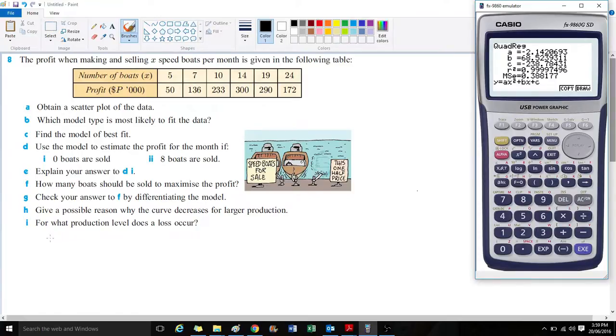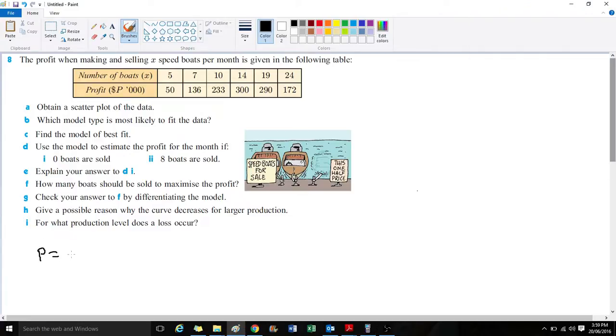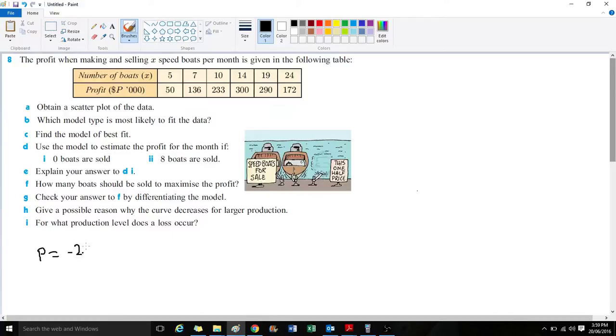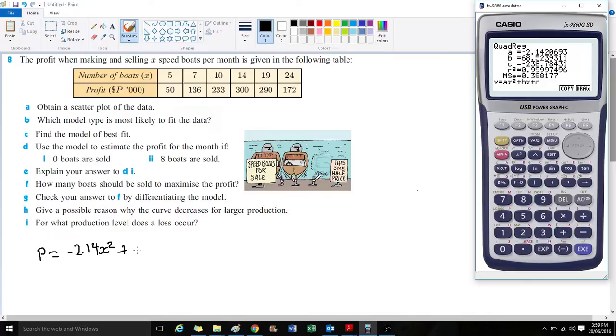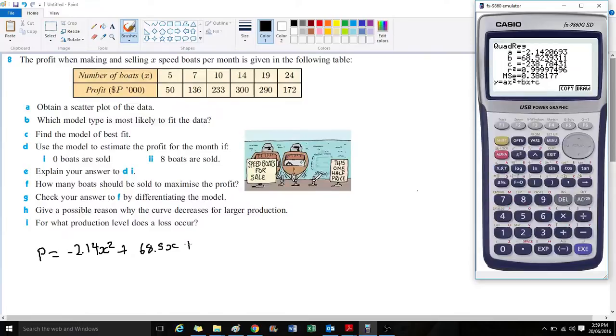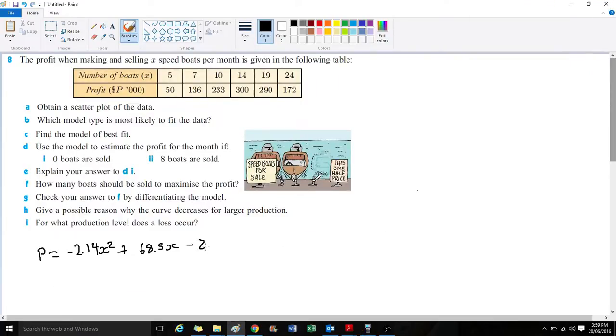Okay, so what we have then is the profit is equal to ax squared, so we've got minus 2.14 x squared plus bx. B is 68.5, and plus c, where c is minus 238. 239 even. Okay, so this is our model for the profit.